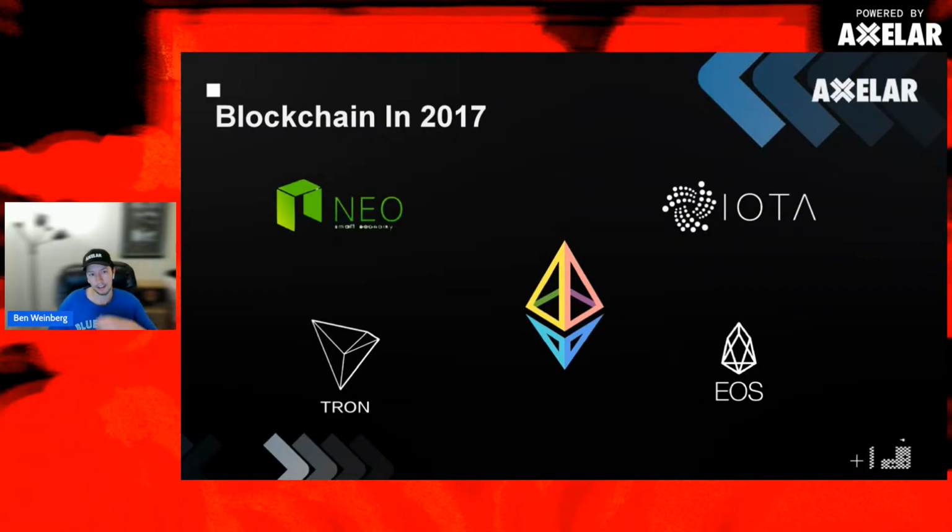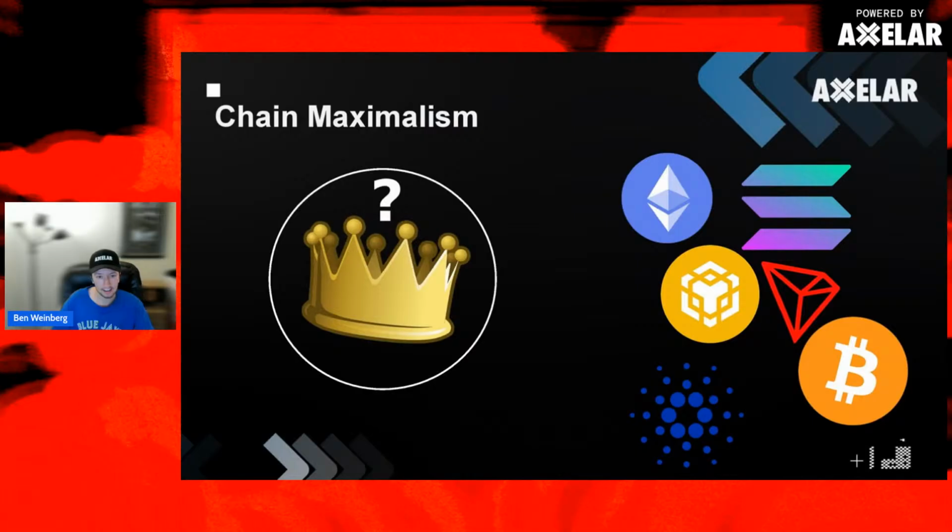The mindset a lot of people had, when you went to meetups and were trying to crack the space, was: oh yeah, Neo's going to be the Ethereum killer. No, EOS is way better than Ethereum. Or Ethereum's going to be the winner, the one chain to rule them all. The term that emerged was chain maximalism, whether it's Ethereum or one of those other chains. Which chain will be the one to rule them all?